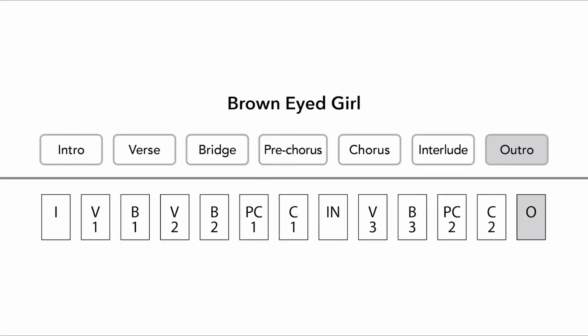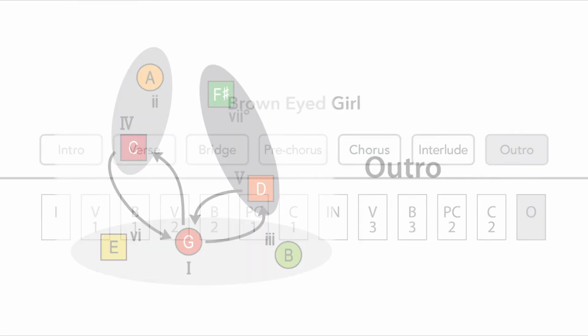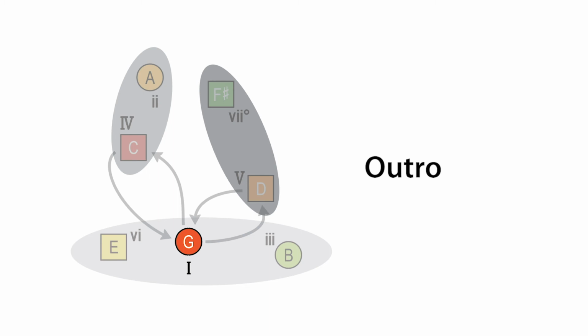Now typically this outro is used as a kind of grand finale ending on the tonic chord 1, but in this case it doesn't actually end on the G chord, it just keeps repeating, cycling through the same chord progression, and then eventually fades out, as if to imply that the song goes on forever. It's beautiful, and this song really is a perfect example of how these song sections work.